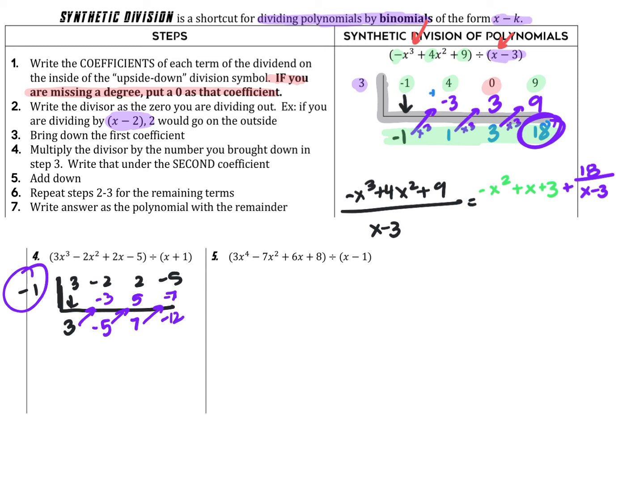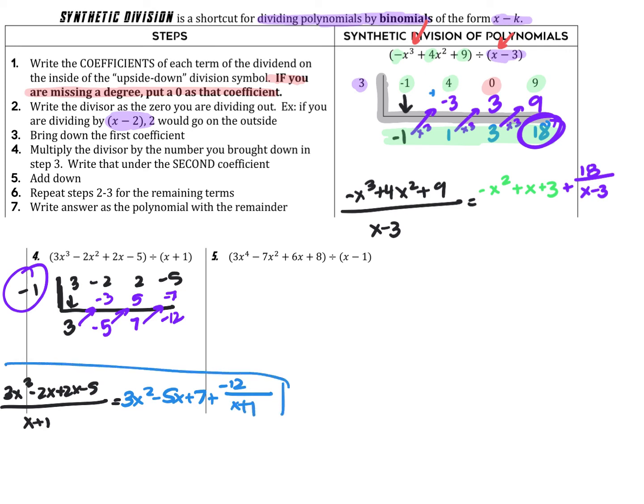Our final answer is going to be a degree 2 polynomial, so I'm going to rewrite this statement here. Yes, I do want you to rewrite exactly what we're doing so it's clear what our answer is. Now pause the video and see if you can write your degree 2 polynomial answer. All right, we should get 3x squared minus 5x plus 7 plus our remainder, negative 12 over x plus 1.